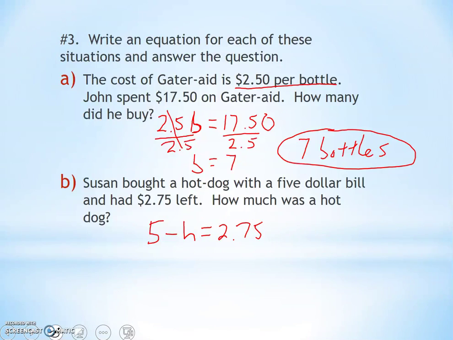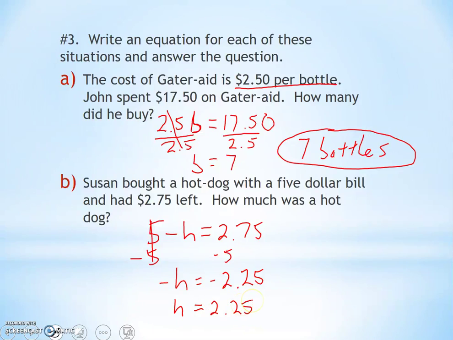So with this one, it's really a two-step equation, and we've been working with one-step equations, because what we're going to have to do is subtract 5 from both sides first. So we still have a negative h, and $2.75 minus 5 is negative $2.25. So a negative h is negative 2.25. What do you think a positive h is going to be? Well, a positive h is going to be a positive 2.25.